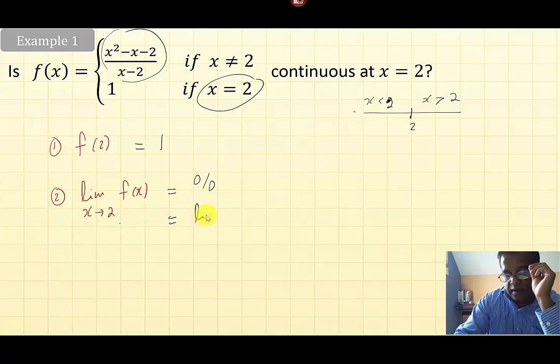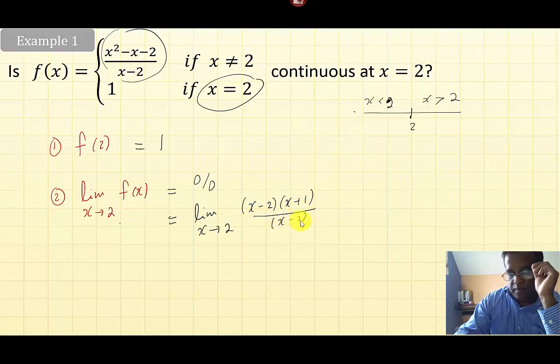So that means we get the limit as x approaches 2. The numerator I can factor as x minus 2 and x plus 1. Factoring is easier because what we have to guess is that x minus 2 has to be a factor if you want to simplify this. So this is a factor, and then this cancels out. So as x approaches 2, x plus 1 approaches 3.